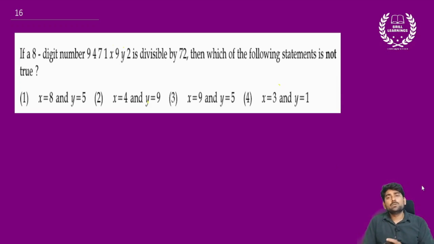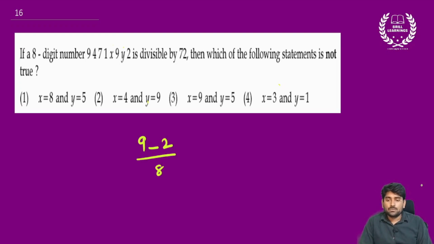What is the divisibility rule of 8? The last 3 digits of a number should be a multiple of 8. That is the divisibility rule of 8. So write down the last 3 digits, 9-2. Now we need to substitute the y values from the given options into this blank and check the divisibility of 8, whether this number is a multiple of 8 or not.